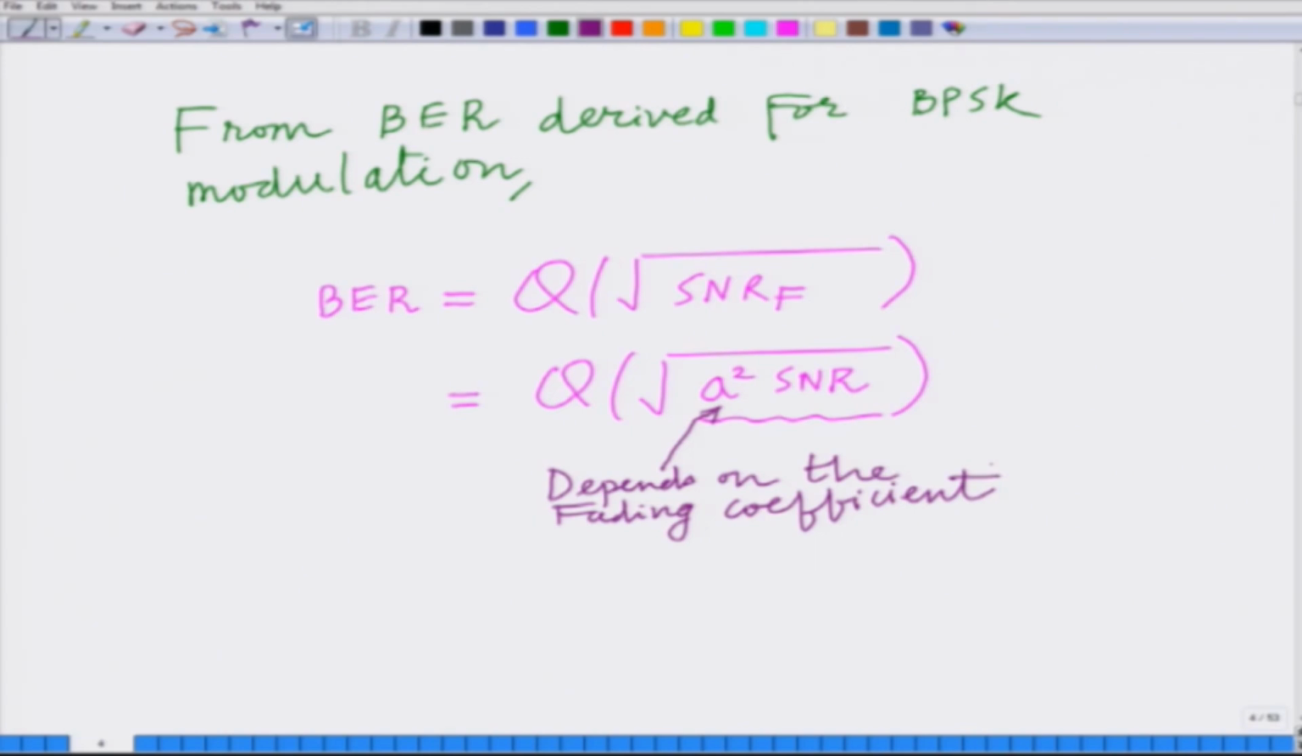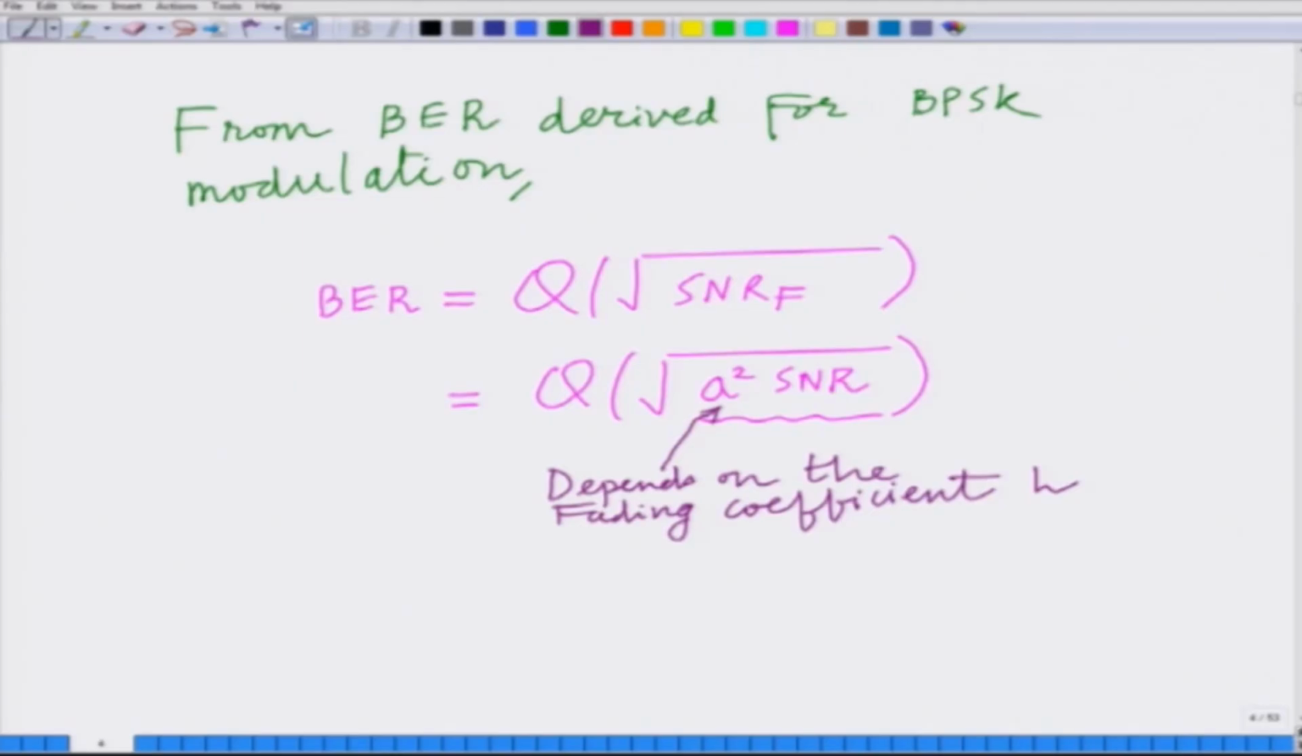This depends on the fading coefficient H, and since the fading coefficient H is random in nature, this fading SNR, that is A square times SNR, is also random in nature. Hence, the resultant bit error rate Q of square root of A square times SNR is also a random quantity, because A is random in nature. This is a random quantity which arises because of the random nature of the fading channel coefficient, right.